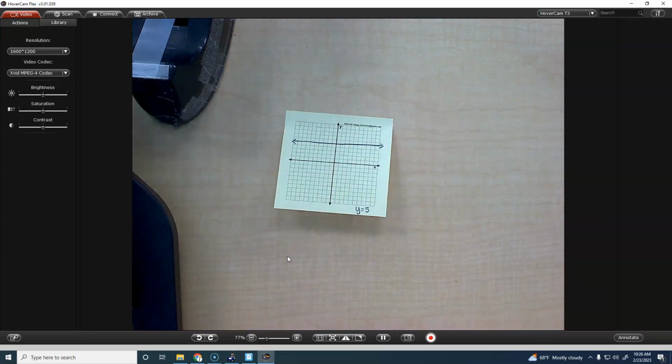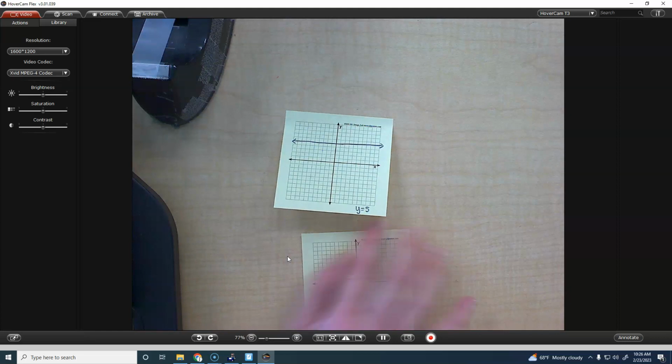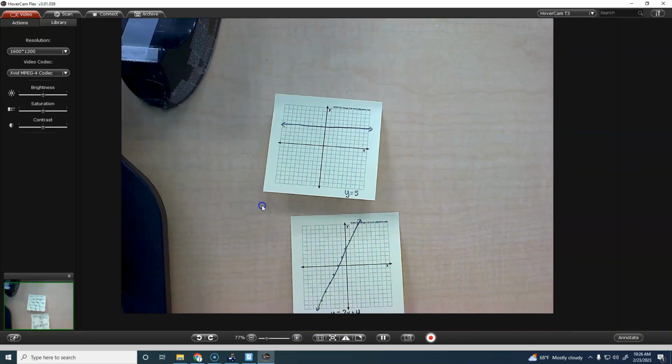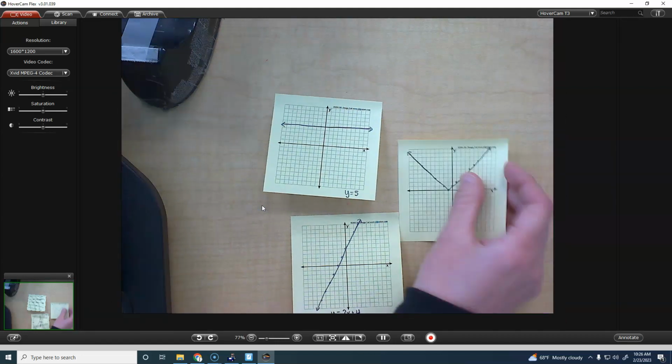All right. Here is what these three should look like. Let's see. Put these here where we can see all three of them.